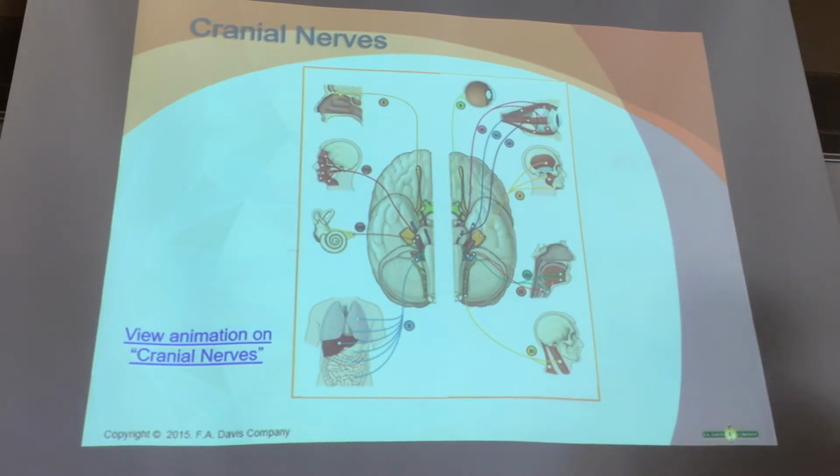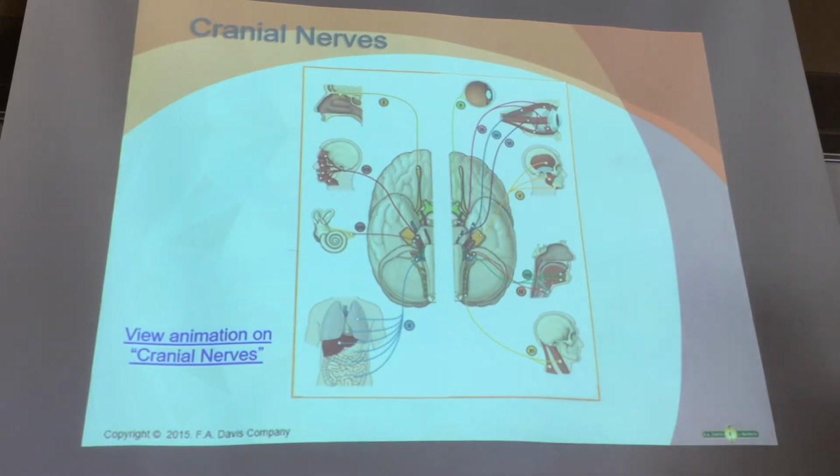Number 9. Another big word. Good. Glossopharyngeal. Big one. Sensory, motor, or both? Good. And this is going to control and sense things around your tongue, your pharynx, swallowing, all that stuff.